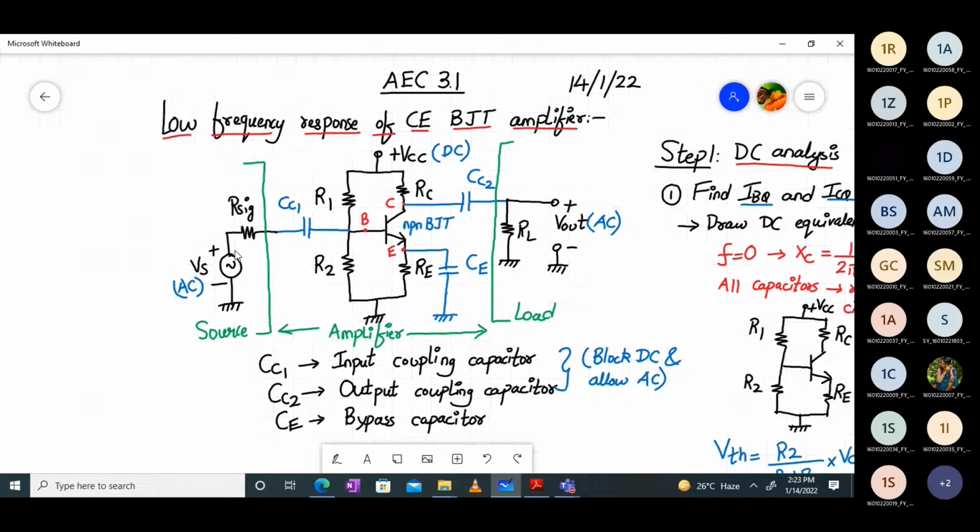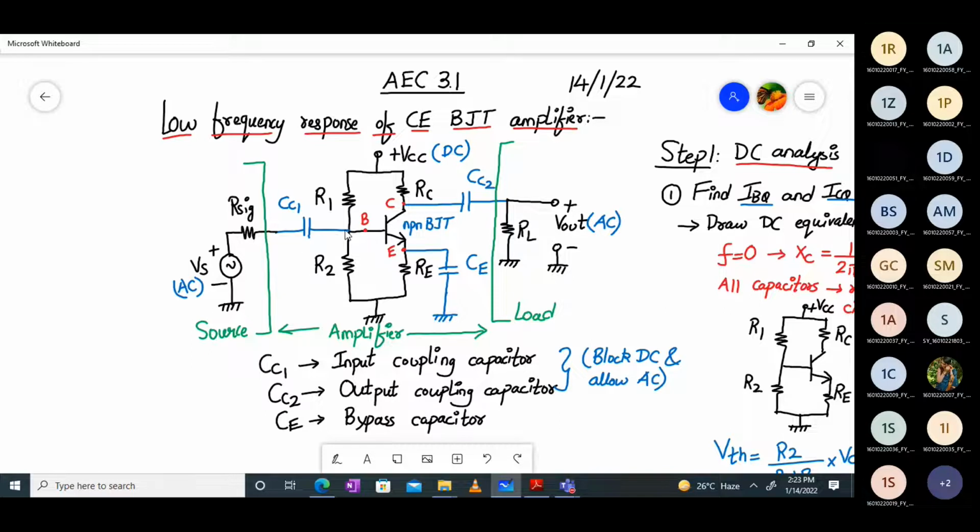Basically, an amplifier should amplify the AC quantity only. But in this configuration, we have the DC quantities also, and we don't want the DC quantities to be available at the output. See carefully, VS is my small AC source, and this is being passed via the capacitor. There might be a voltage drop across this also, and the capacitor will pass the AC to the base terminal.